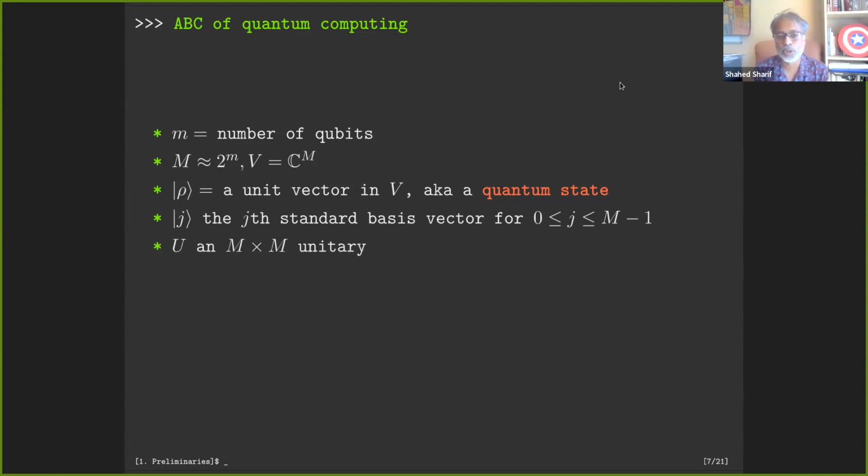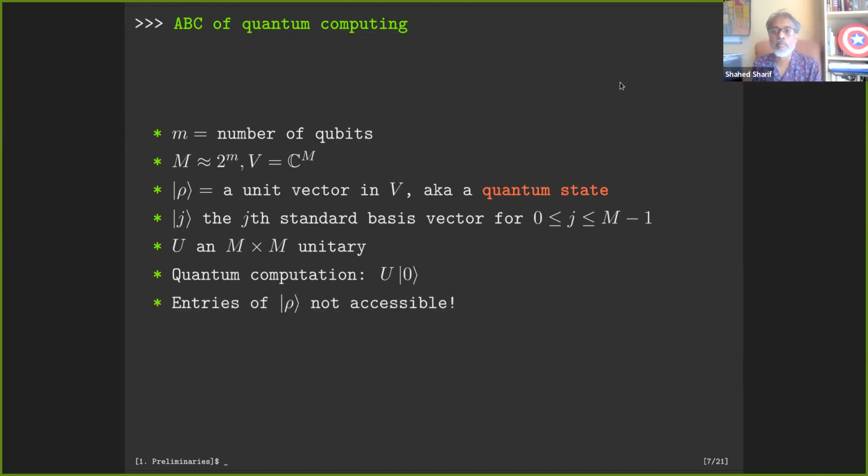I'll let capital U be an m by m unitary, and capital U will always denote that. Then when we have this, a quantum computation is just the computation of a product of this form. You apply U to the first standard basis vector, the 0th standard basis vector.